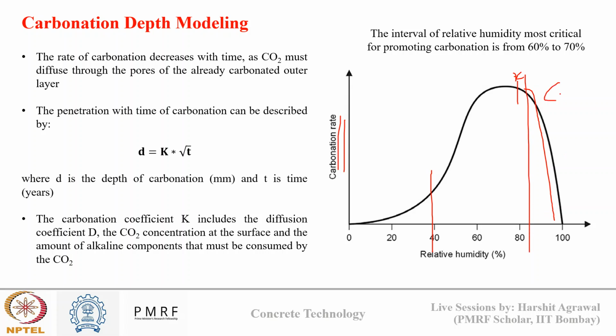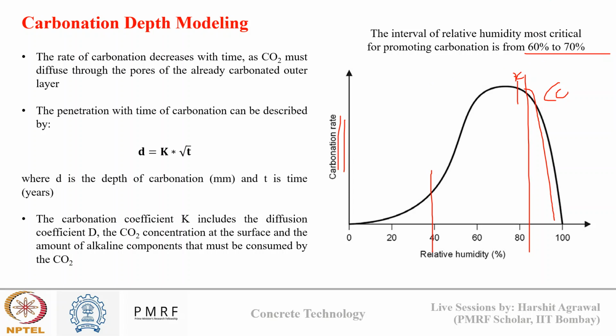CO2, which is a gas, won't be able to diffuse inside concrete because diffusion of CO2 in water is very slow compared to diffusion of CO2 in air. So that's why we say between 50 to 70% or between 60 to 70%, the rate of carbonation is very high, because there is enough moisture and there are enough air voids for CO2 to move and react.